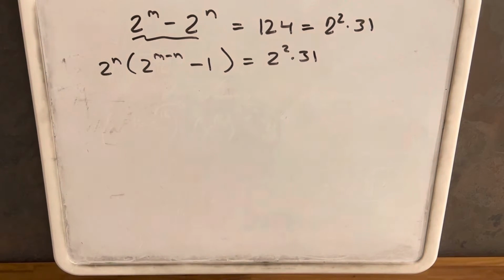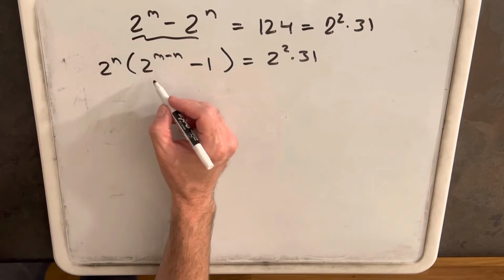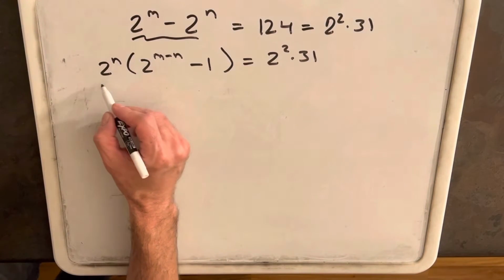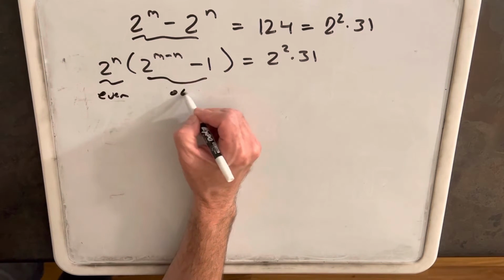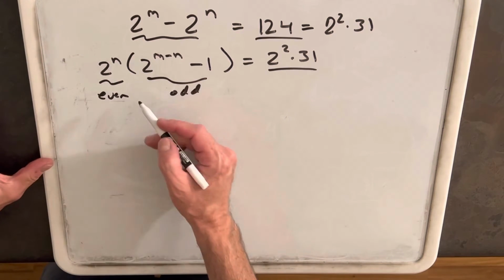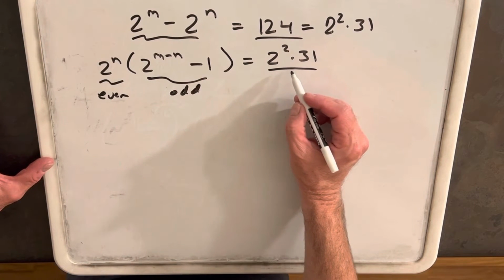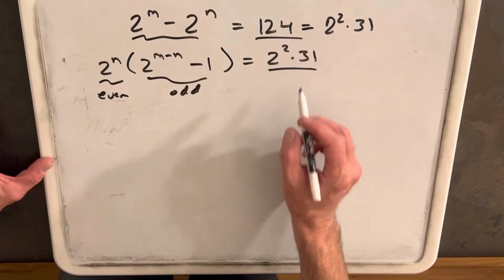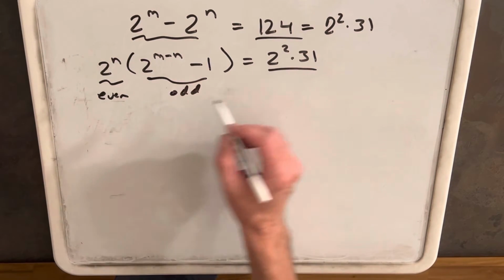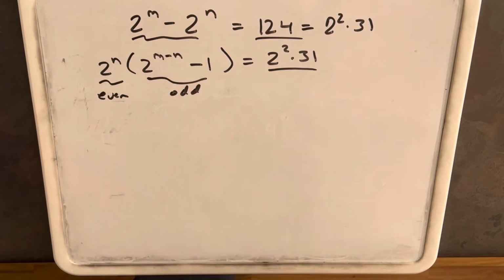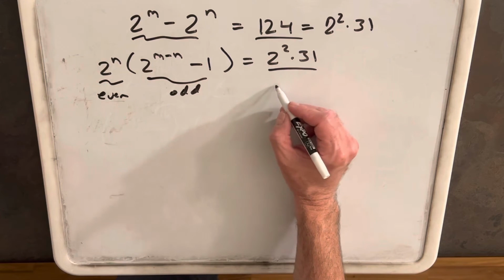Now next, this is perfect because we have an even number and we have an odd number. This is just a product of two numbers, and there are a few different ways. If we were to look at all the ways that we could get 124 as a product of two numbers, it could be a lot of things.